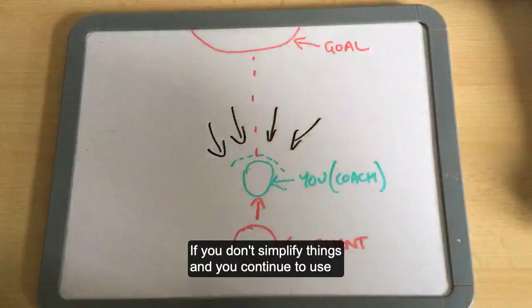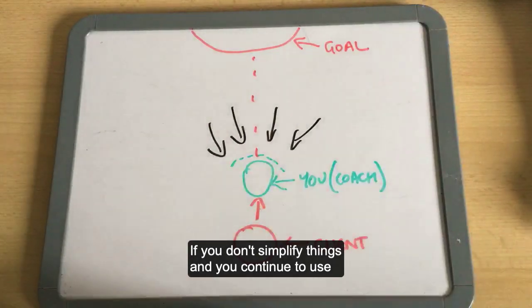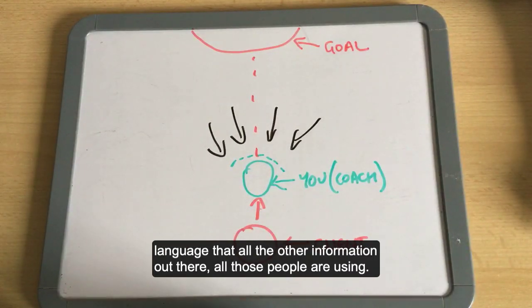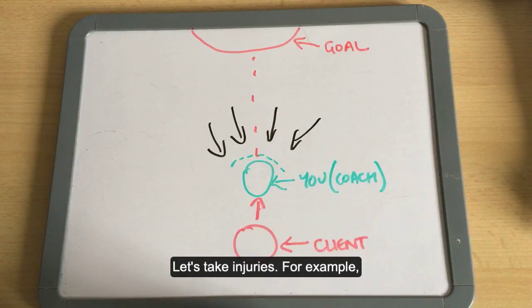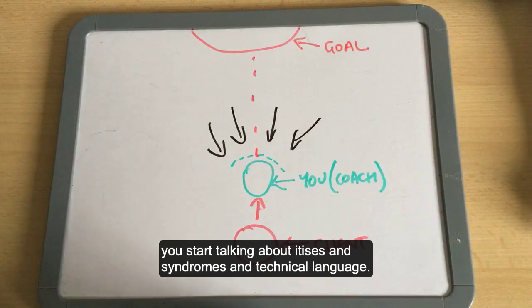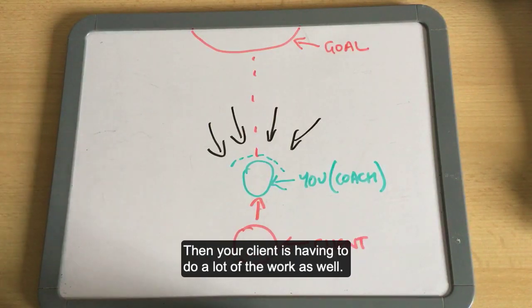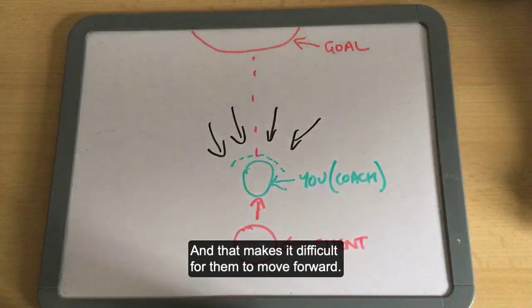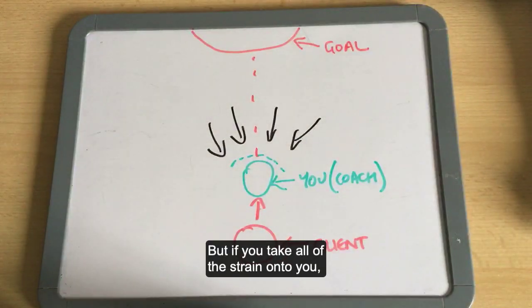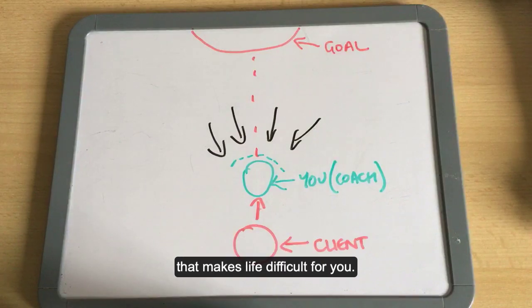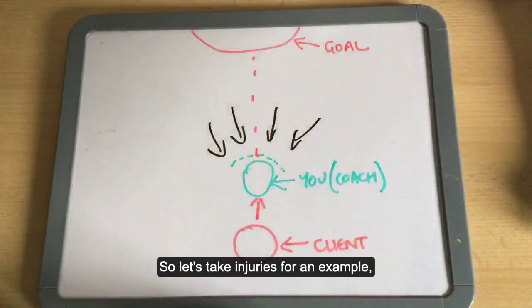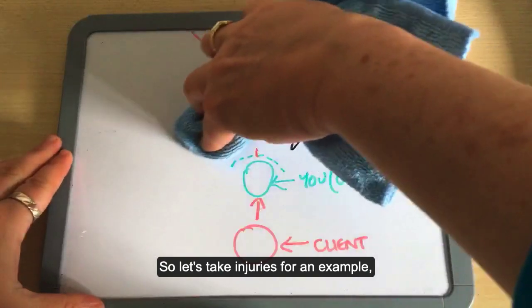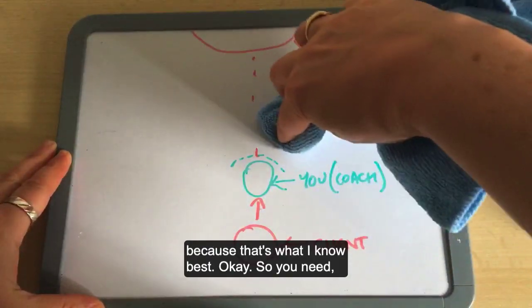Okay? If you don't simplify things and you continue to use language that all the other information out there, all those people are using, let's take injuries for example, you start talking about itises and syndromes and technical language, then your client is having to do a lot of the work as well. And that makes it difficult for them to move forward. But if you take all of the strain onto you, that makes life difficult for you.